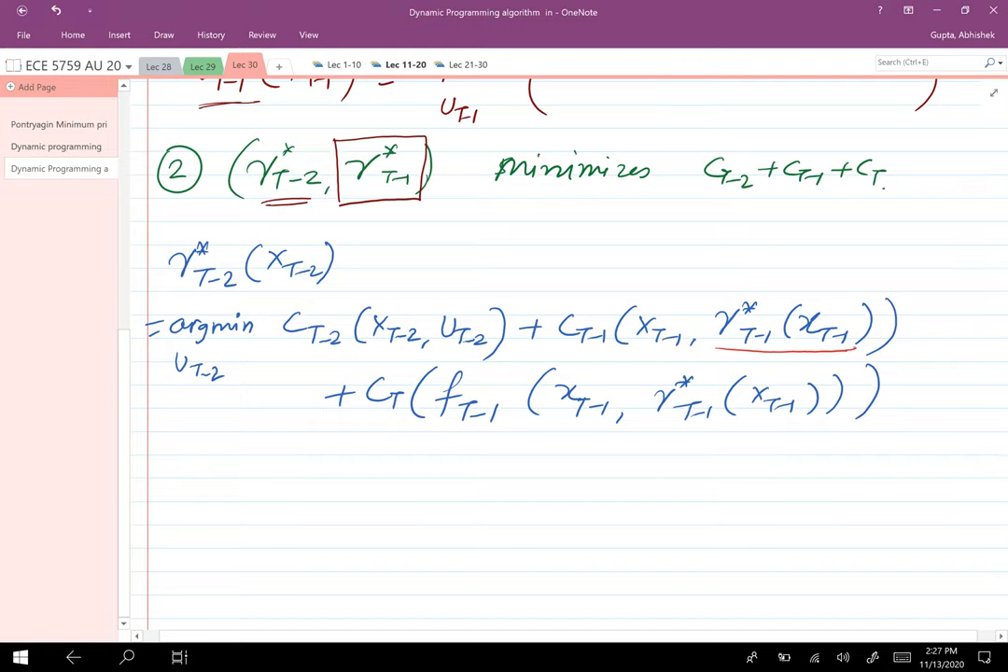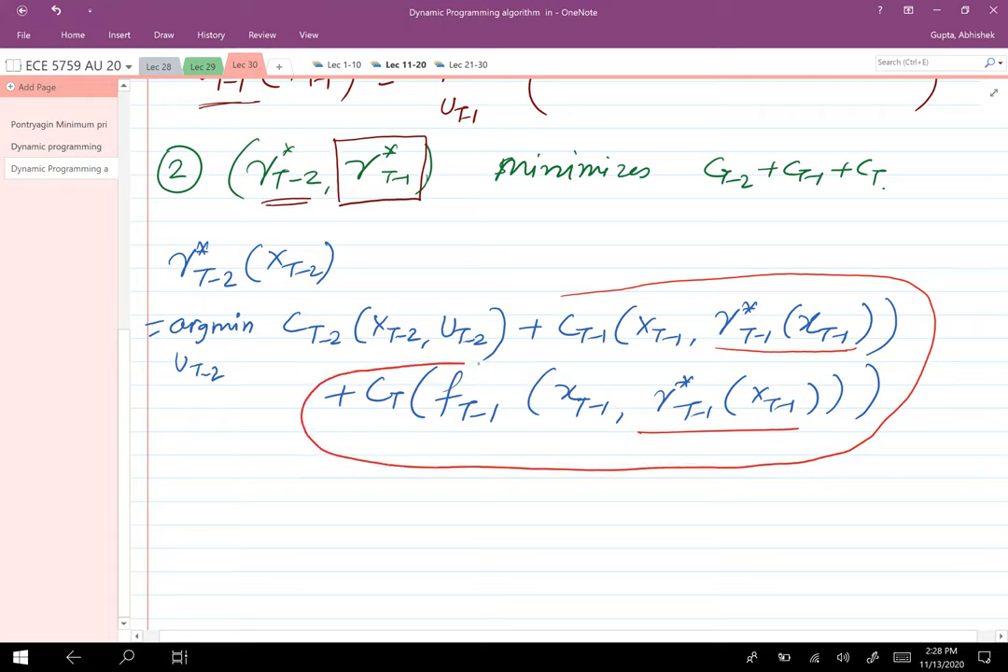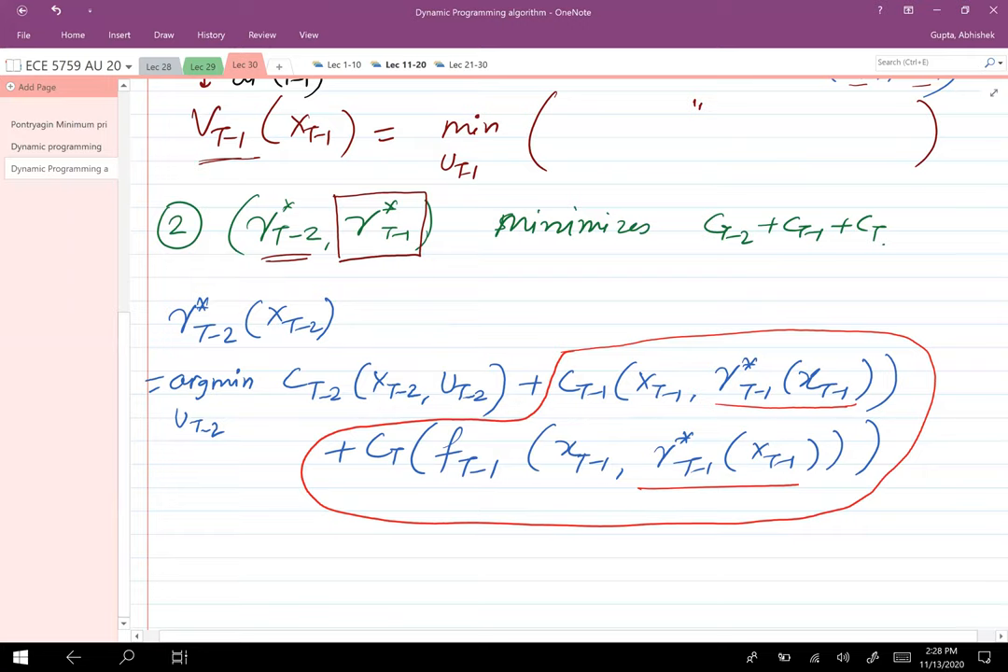Okay, so I have substituted u_{t-1} with gamma star_{t-1} everywhere. Now, what is the value of this term? Think about what this c_{t-1} at gamma star_{t-1}, and c_t composition f_{t-1} at gamma star_{t-1}, is. What is this whole term equal to? Value function evaluated at t minus one.